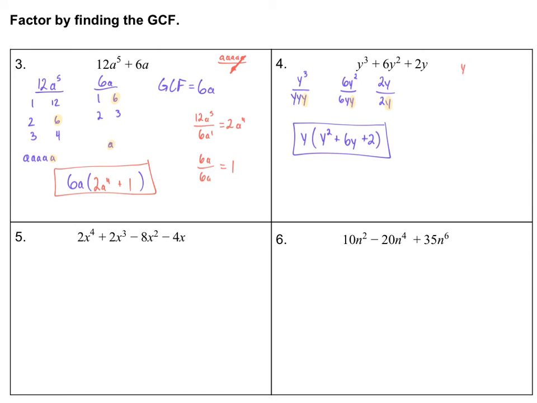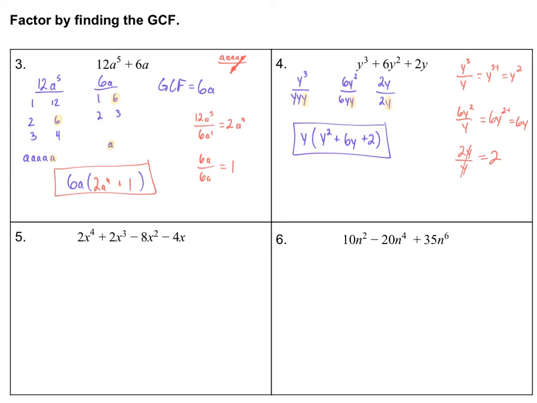And if you don't know what I'm talking about, y cubed divided by y is y to the 3 minus 1 power, which is y squared. 6y squared divided by y, 6 times y to the 2 minus 1, which is 6y, and 2y over y, the y's cancel, giving us 2. All right, just a couple more.